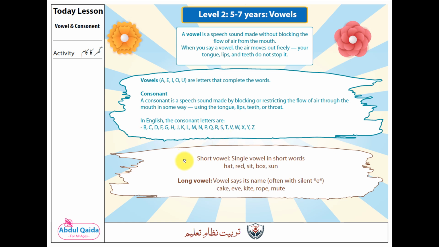A short vowel is a single vowel in short words. For example, hat, red, sit, box, sun. A long vowel says its name, often with silent E. For example, cake, eve, kite, rope, mute.